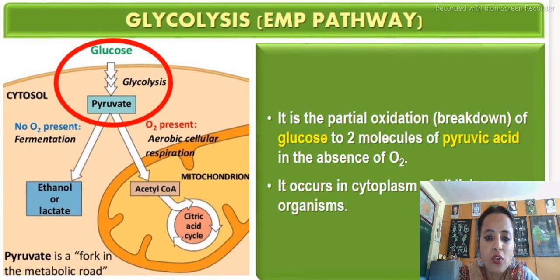So students, first of all, what is this EMP pathway? In this there is partial oxidation. Oxidation, in simple words, I can say is the breakdown of your glucose molecule, which has been formed in photosynthesis, to release two molecules of pyruvic acid in the absence of oxygen. Glycolysis is that cycle which does not need any oxygen. So it is an anaerobic respiration.